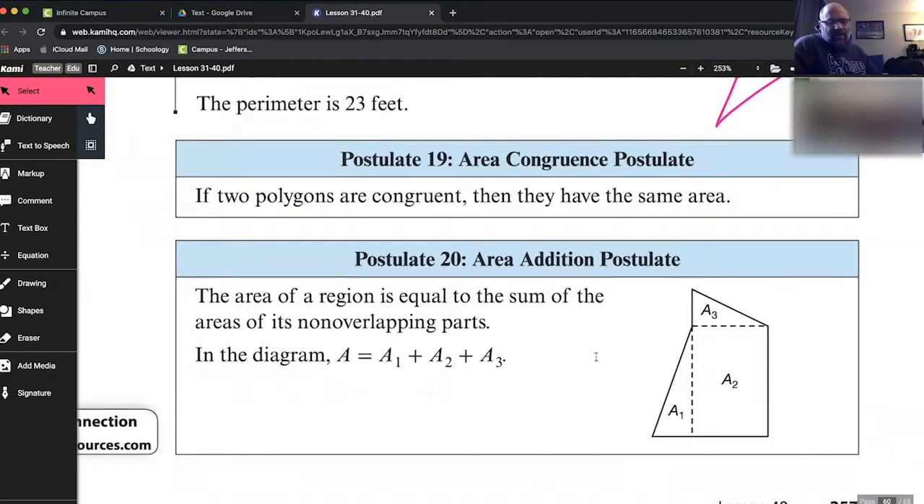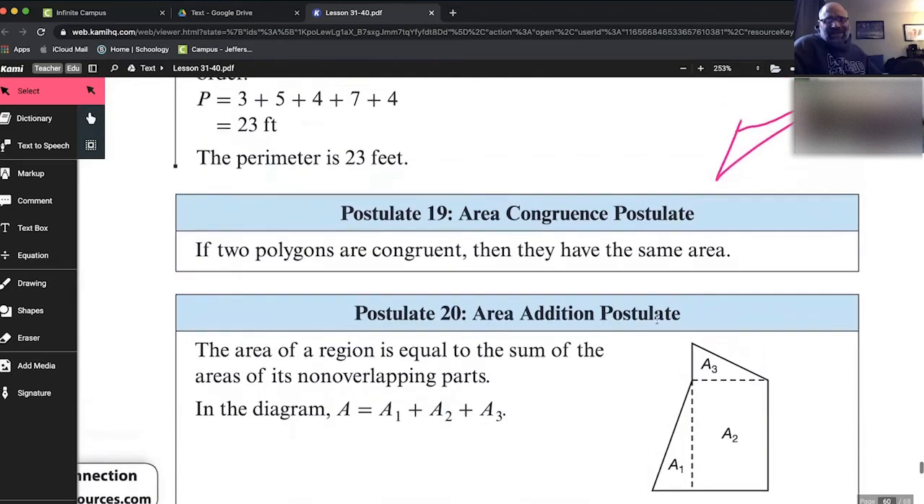Okay. So again, this is review. This is just written down in a way that's new to you. So write these down. Postulate 19, area congruence postulate, duh. Postulate 20, area addition postulate. So to find the area of a composite figure, you have to find the area of its non-overlapping parts.